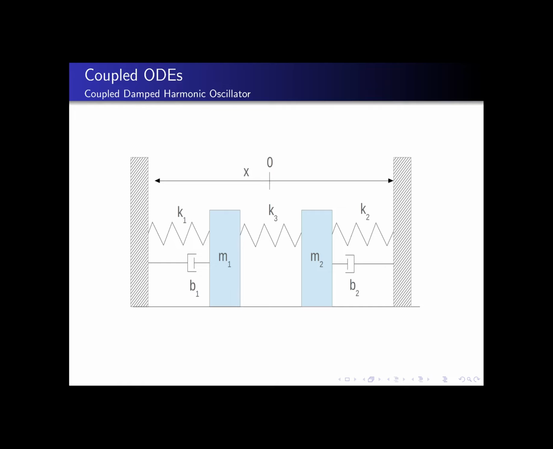Each of those masses is connected to an immovable wall by springs, and also by a dash pot or a damping device. The two different masses are also coupled together by a third spring, and that's K3. That provides the physical coupling for the system.